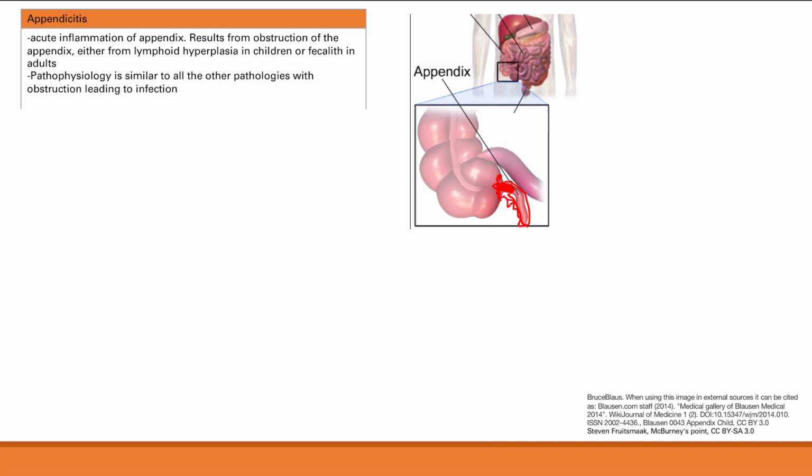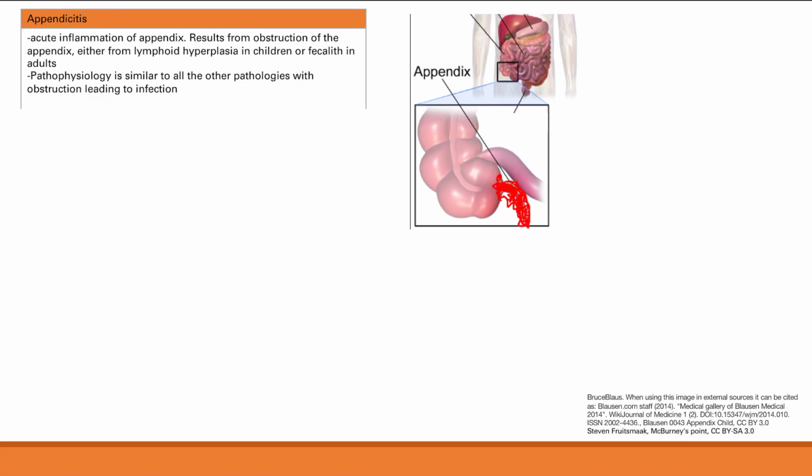And you have all these blood vessels on the outside. Those are going to get compressed because you have all this increased pressure. So now you're going to get decreased blood flow, venous outflow. You're going to get hypoxia, ischemia, necrosis. Okay, so now you're in bad shape. Now your appendix is like dying.